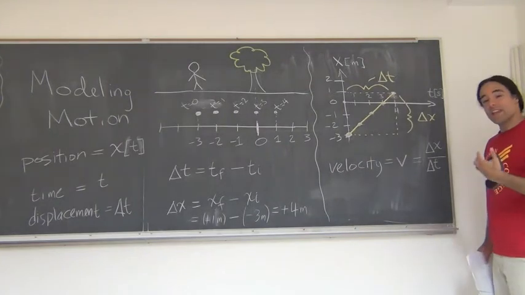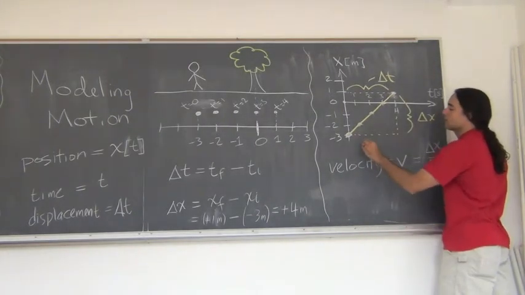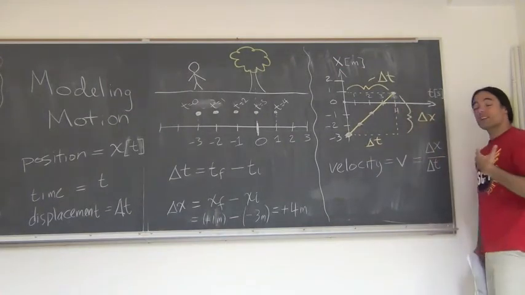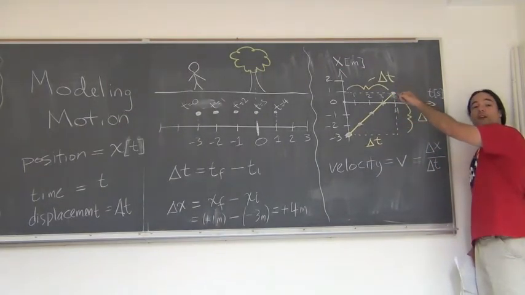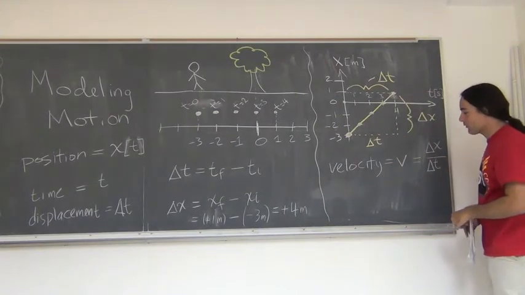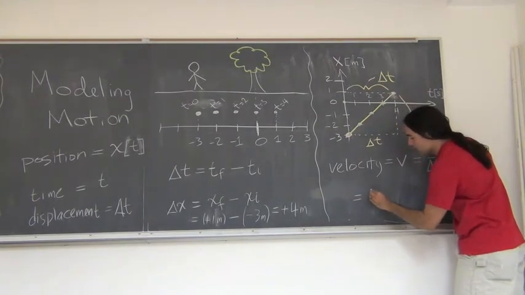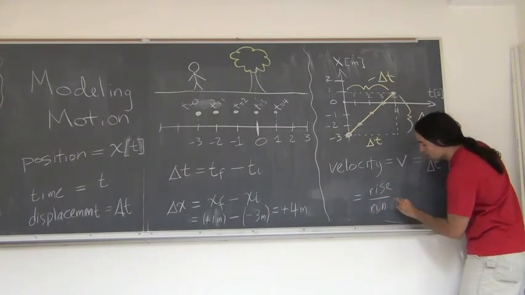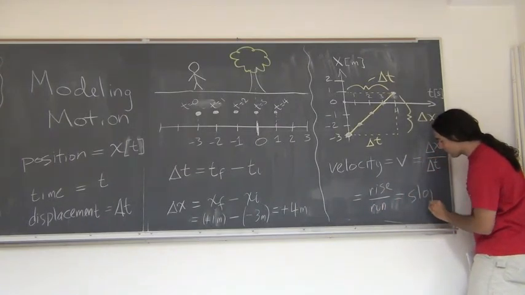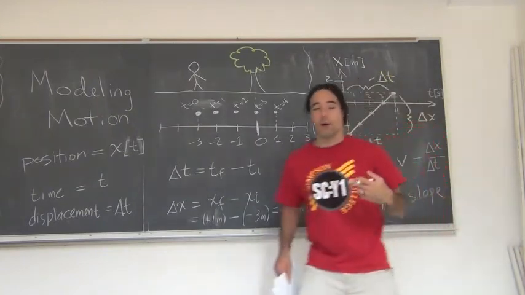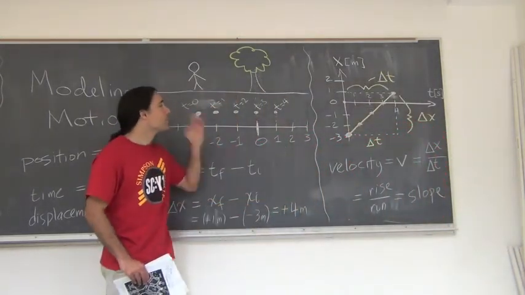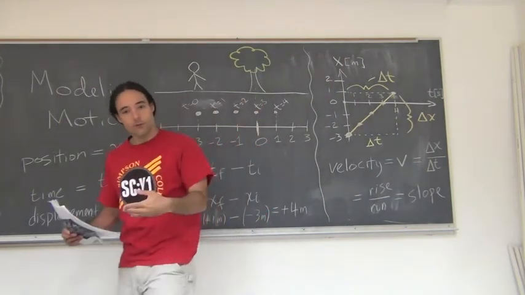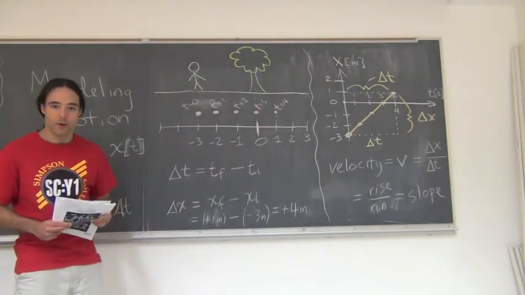Now, we have a name for this in physics. In fact, I can put a delta t down here just to make it more explicit. We have a name for how far you rise up divided by how far you run along. That's just called the rise over the run, which you also know as the slope of the graph. So your velocity is the slope of a position versus time graph. If I look at the slope, I can get the velocity from the graph.